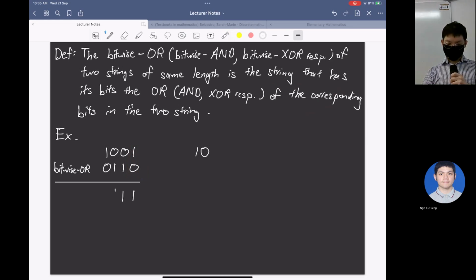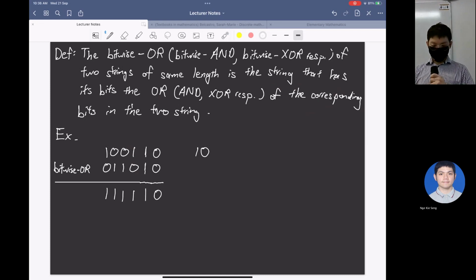0, 1, 1, 0. Okay, maybe I add more. 1, 1, 0. Okay, 1, 1, 0. 1 or 1? 1, right? True or true? 0, 0, 0. 0, 0, 0. False or false? Yeah. Okay.